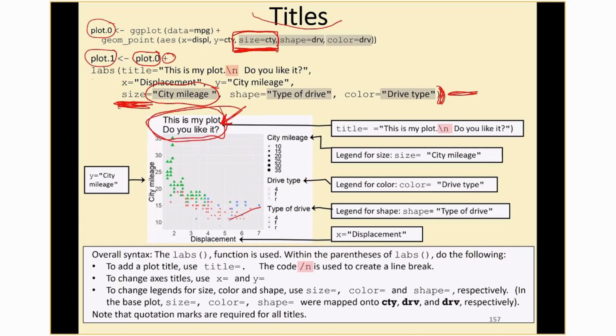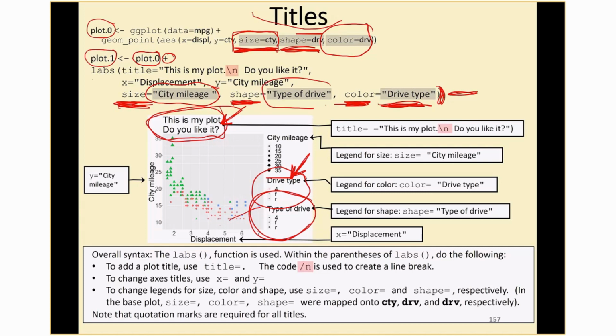So this legend here arose as a consequence of mapping color onto drive. So if we want to modify its title, we say color equal, and in this particular case I've said drive type, and there is its title. And finally, this last legend arose from the mapping of shape onto drive. So to change its name, I specify shape equals, and indicate what I want to have. You can see that here. Type of drive is going to be the title of that legend.